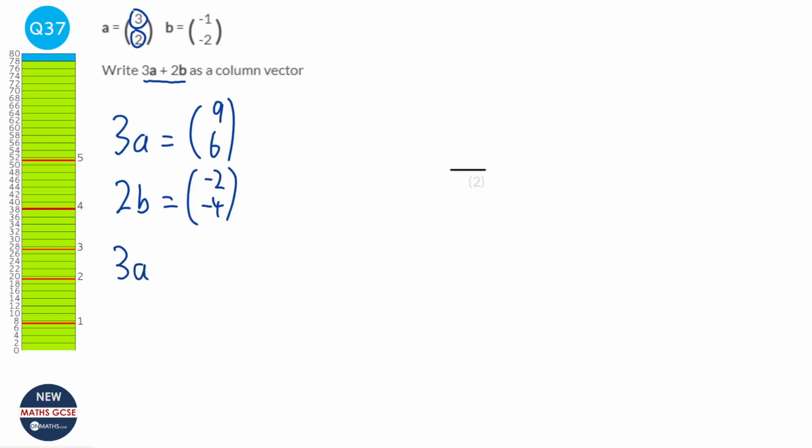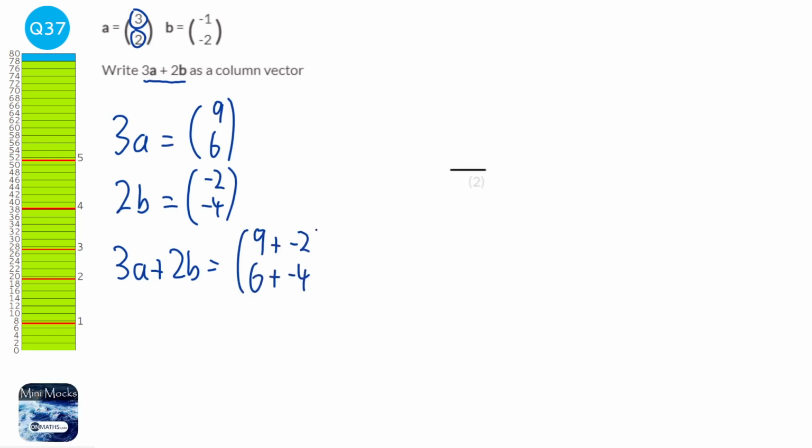And so to find 3a plus 2b, we're just going to add the tops together. So 9 plus minus 2. And add the bottoms together, so 6 plus minus 4. 9 plus minus 2 is 9 take away 2, which is 7. And 6 plus minus 4 is going to be 2. So the vector is going to be 7 and 2.